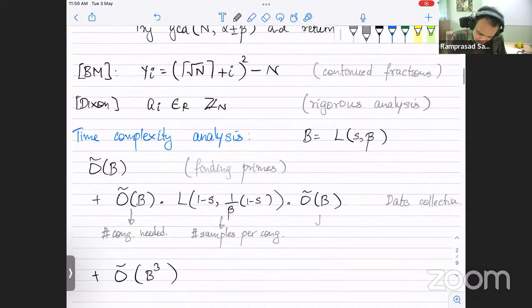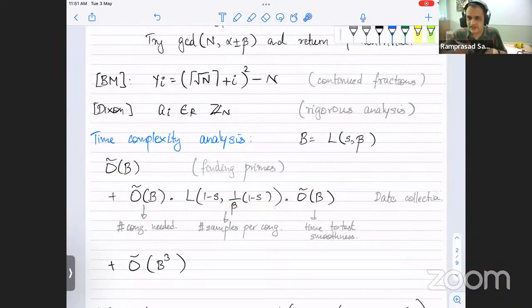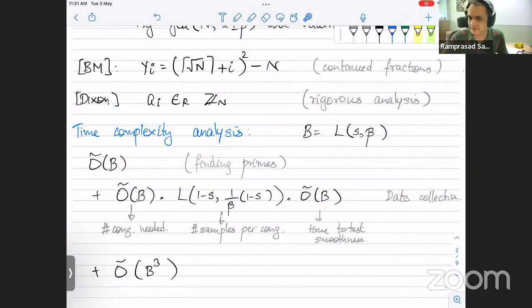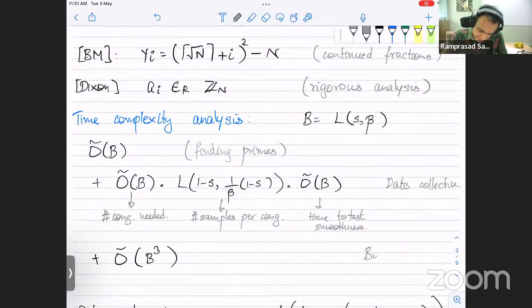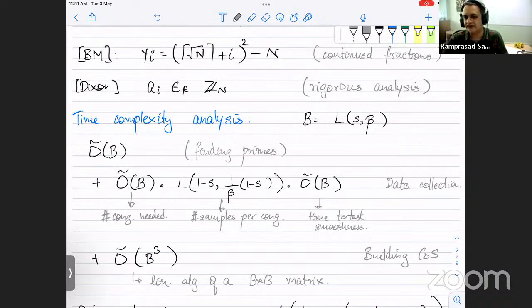And this is the time to test smoothness. For each of these things, I need to first run some smoothness test, like see if there are any prime factors that it has that are larger than B. The naive way of doing it is to go through all the primes and see which of them divide and note. So that is the data collection step, and then there is the building the congruence step. This is just linear algebra on something like a B cross B matrix, like you're trying to find a kernel in it or something of that sort.